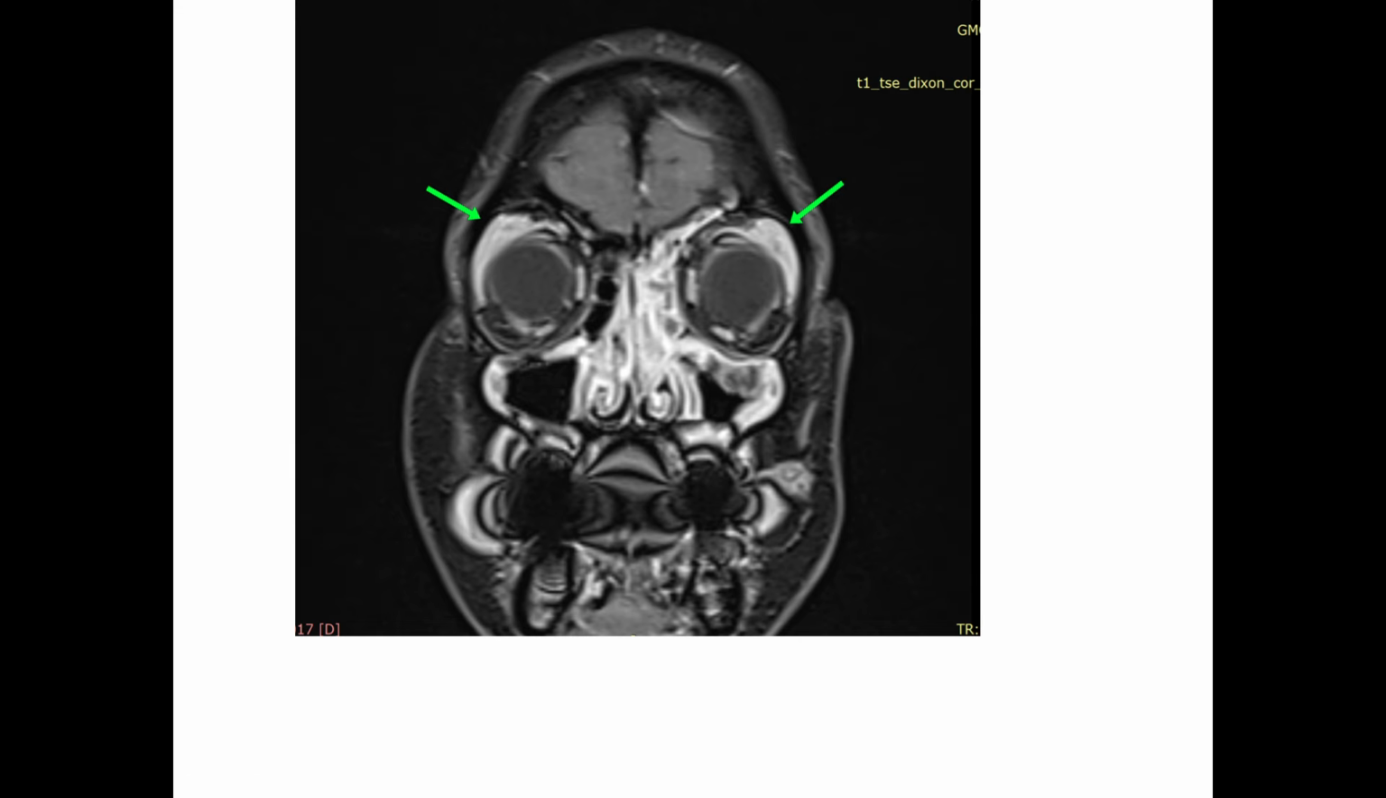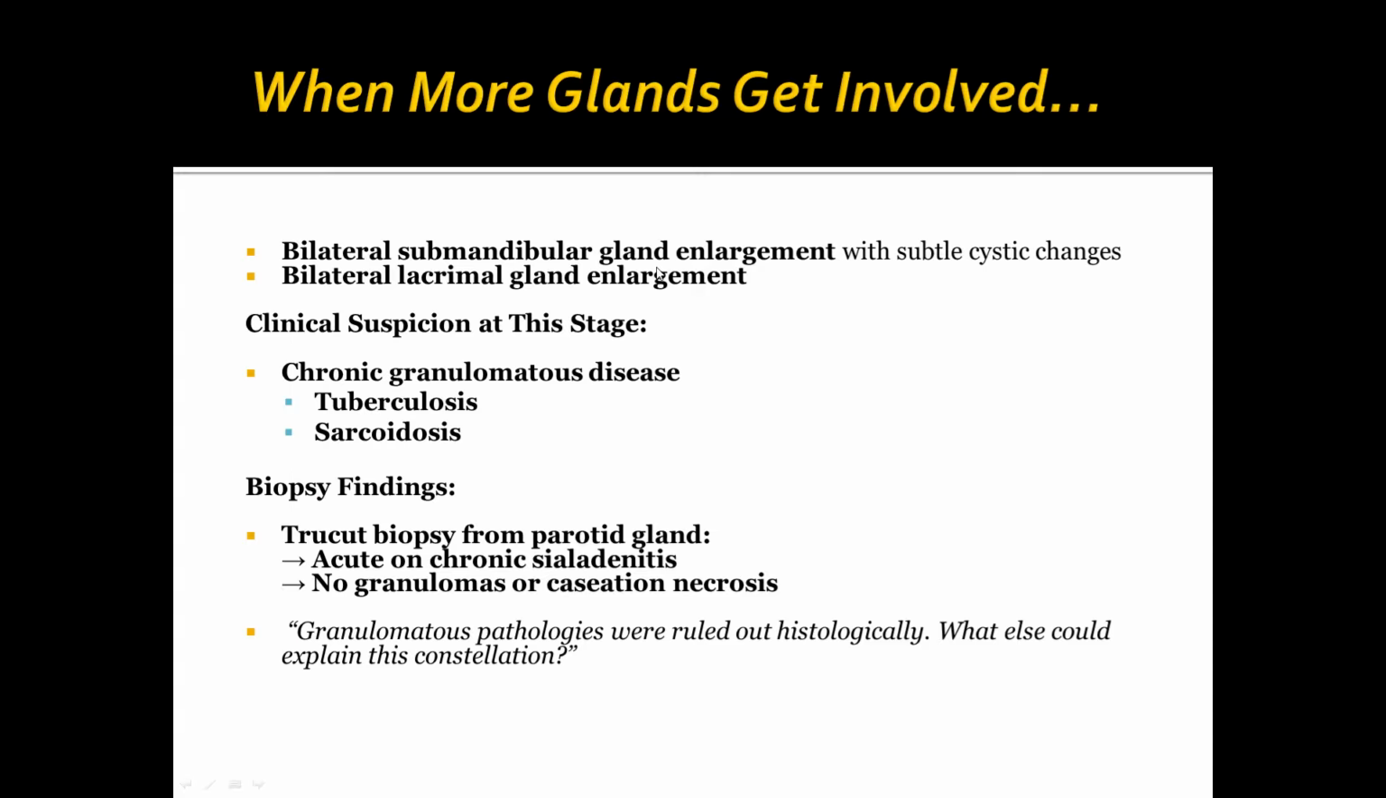This is post contrast Dixon sequence, coronal sequence showing bilateral symmetrical enlargement of lacrimal gland as well. Now, there was no focal lesion or diffusion restriction in lacrimal glands. So, now we've got bilateral submandibular and parotid gland enlargement with cystic changes and bilateral lacrimal gland enlargement. So, now the clinical suspicion at this stage turned to a chronic granulomatous disorder. So, top on differential was TB and then sarcoid.